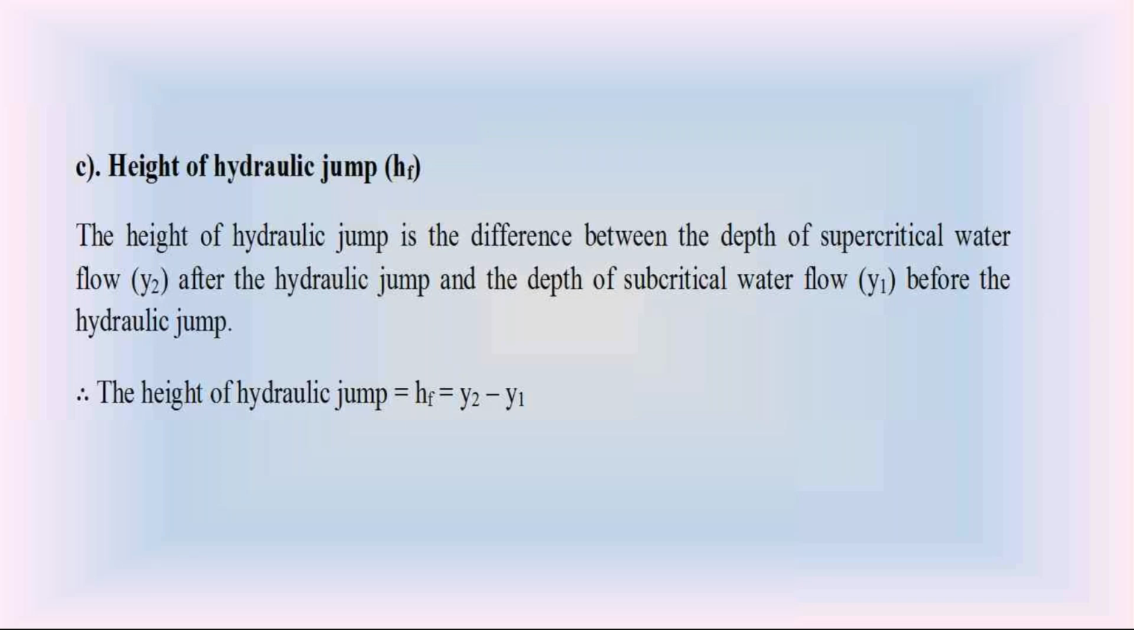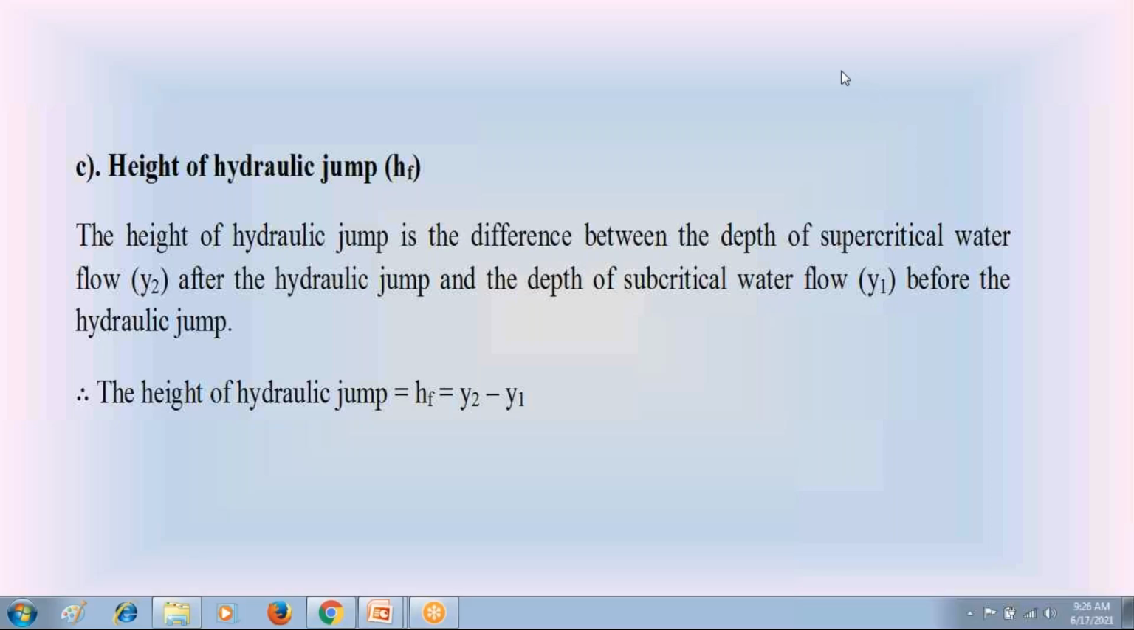Not energy loss, please. Hj is not the energy loss. Hj is the height of the hydraulic jump. So the hydraulic jump height is indicated as Hj. What is that height of the hydraulic jump in the channel? So the height of the hydraulic jump is the difference between the water levels, that is the depth of water flow.